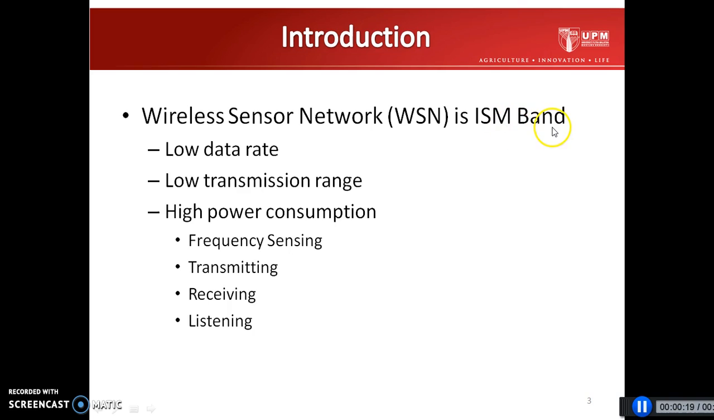Its ISM band is known as the Industrial, Scientific, Medical band, which is free. It has a low data rate and low transmission range, but it has high power consumption due to the frequency sensing, transmitting, receiving, and listening.